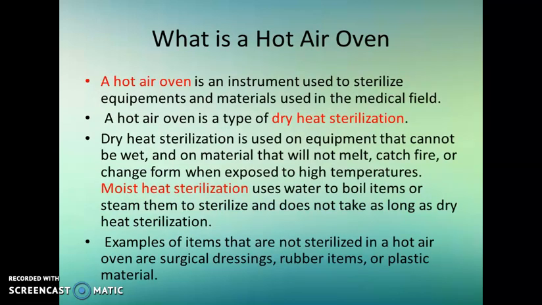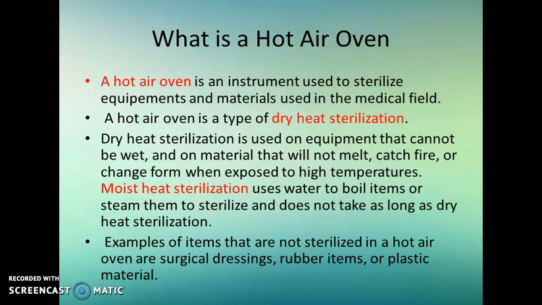Then, what is a hot air oven? A hot air oven is an instrument which is used to sterilize equipment and materials used in the medical field. It is a type of dry heat sterilization, used on equipment that cannot be wet and on material that will not melt, catch fire, or change form when exposed to high temperature.